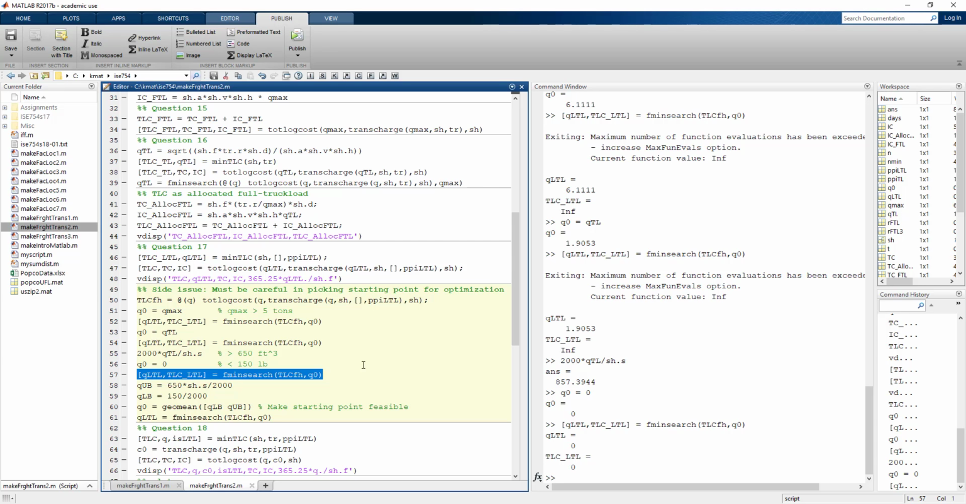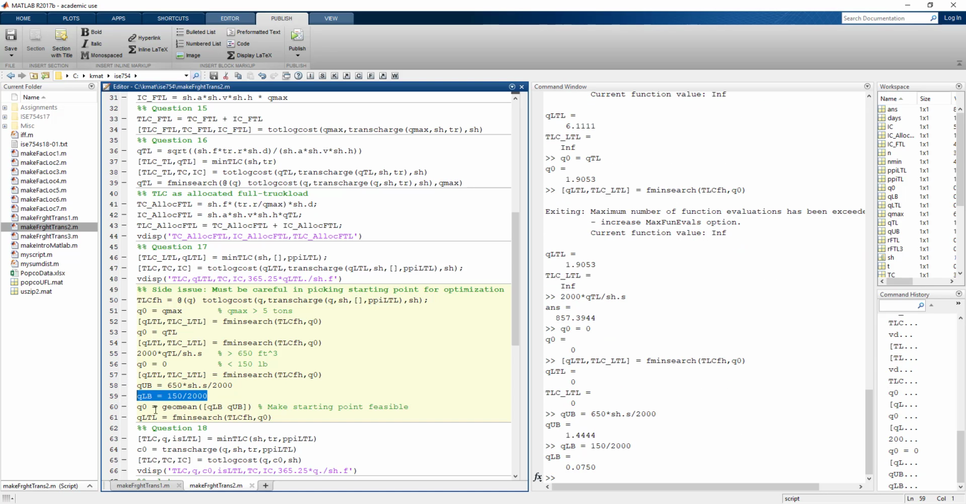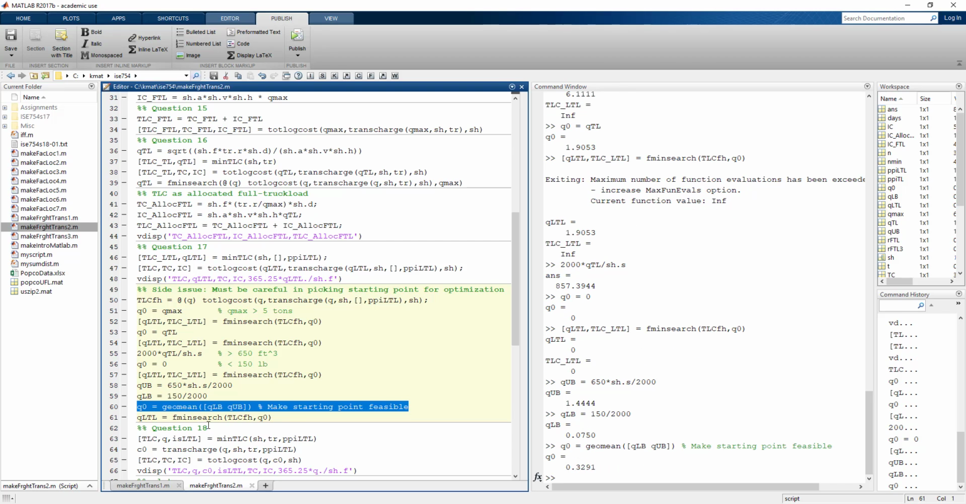So UPS restricts everything to 70 pounds. But there are other services that allow shipments within the range of 70 up to 150 pounds. But for LTL, it basically starts at 150 pounds and goes all the way up to 5 tons as the range of shipment sizes that are valid. So with these two considerations, we can define an upper bound of 650. What is the corresponding quantity? We can also do 150 pounds in tons. And then we can take the geometric mean as our starting point. And we know that in this case, it's going to be feasible.